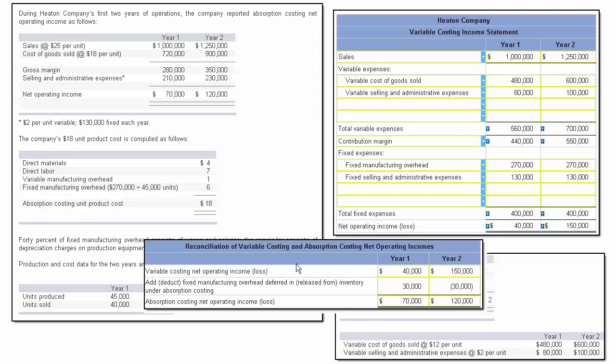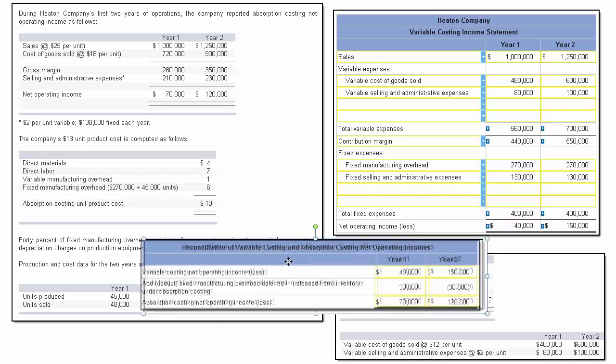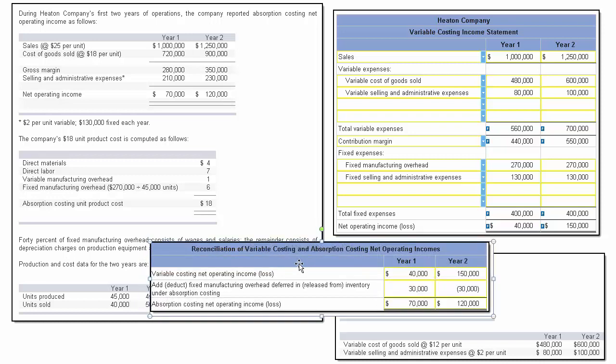Now I've dropped this little object you see here. I'll move it so you can see what I'm focused on, right on the middle bottom of your screen. This is a reconciliation of variable costing and absorption costing net operating incomes. So if we start with variable costing, we had 40 and 150. Those are the numbers right here. If I call this a bridge chart, how do we get from one point to the other? We want to go from variable to absorption, we have to end with 70 and 120.